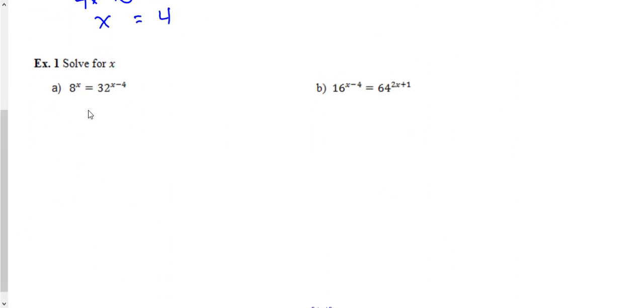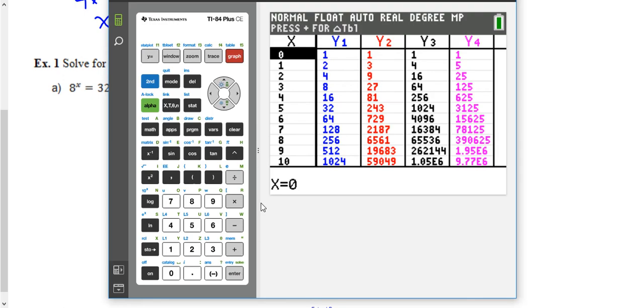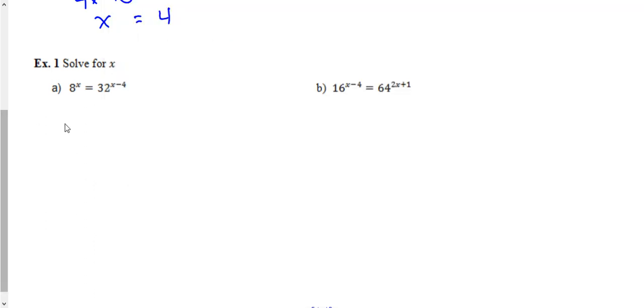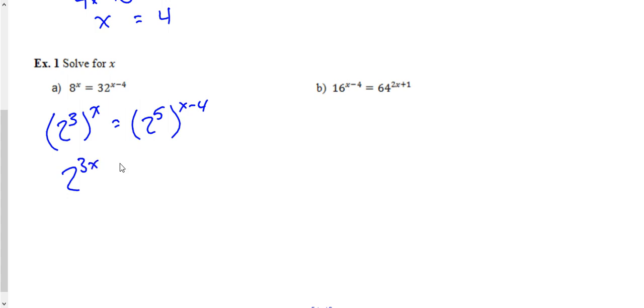In this next question here, again, I'm looking at 8 and 32. Again, I want to find a common base for them. 8 and 32 seem to be base 2. I have 2 cubed and 2 exponent 5, so here we go. So 8 is now going to be 2 cubed to the exponent x equals 2 exponent 5 there for 32, x minus 4. Again, multiply out, so we have 2 to the 3x equals 2 to the 5x minus 20.